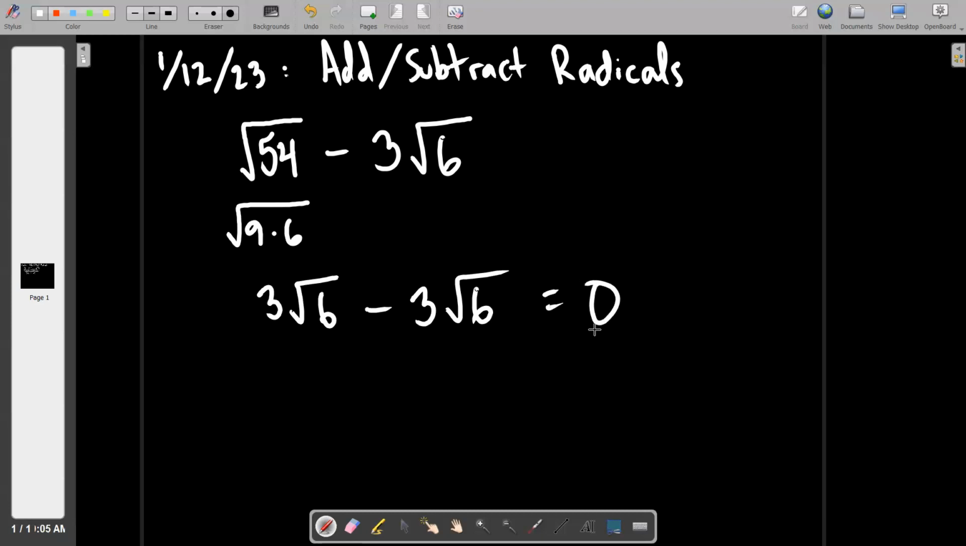0. 3 x's minus 3 x's, what do you have left? Bupkis, nothing, 0. So if you say the answer is root 6, then you're implying that there's still one root of 6 left over, which of course there's not. 3 of something minus 3 of something equals a whole lot of nothing.